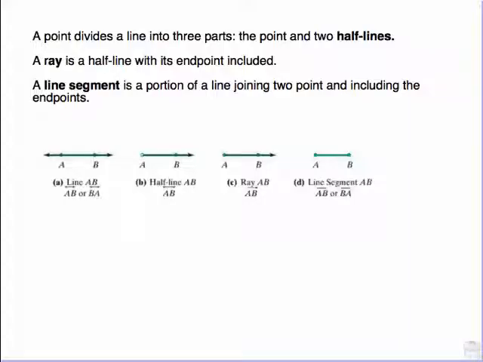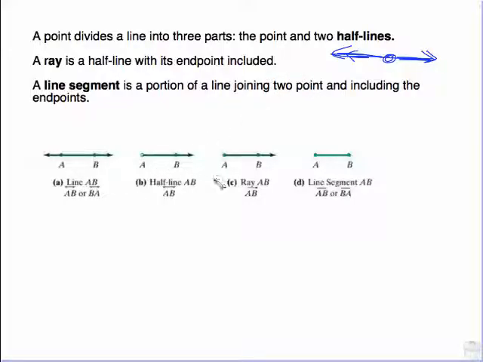So a point divides a line into three parts. The point and two half lines. So here's my line, and here's my point, and it divides it into three parts: the point, and this half line, and that half line. A ray is a half line with its endpoint included.